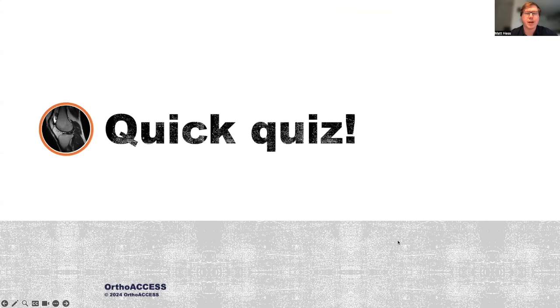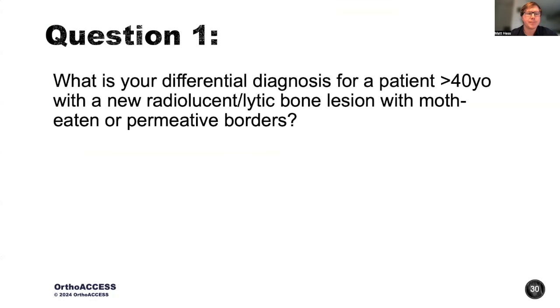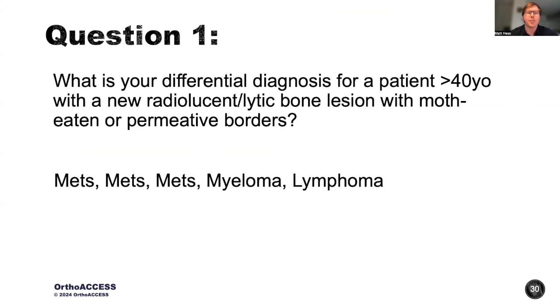This is basically just five quick questions that you may hear come up while you're on the rotation. So what is your differential diagnosis for a patient over the age of 40 years old with a new radiolucent or lytic bone lesion with moth-eaten or permeative borders? Yeah, so remember, metastatic disease is going to be the most common. So we say Mets, myeloma, lymphoma. You can also throw chondrosarcoma in there as a possible primary bone tumor, as these are more common in older adult patients.